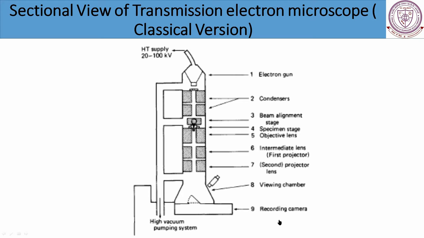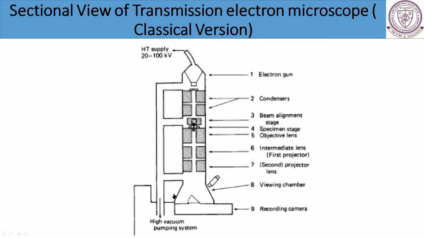We will be showing you our transmission electron microscope, the actual equipment, which is operating at 200 kV. This was the classical version of the microscope, the first generation microscope. Now this is too old. It has got a lot of different modifications.